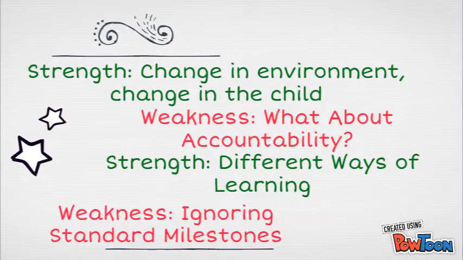Weakness: ignoring standard milestones. Unlike stage models of child development, social learning theory doesn't hinge upon a distinct progression of learning and growth that is chronological or age-dependent. The view of this theory as neglecting to consider the child's development across all of the domains is a potential weakness. Although not every child matures at an identical rate, some of the standard milestones and markers may still occur regardless of the environmental setting.